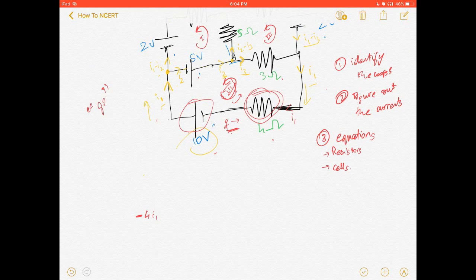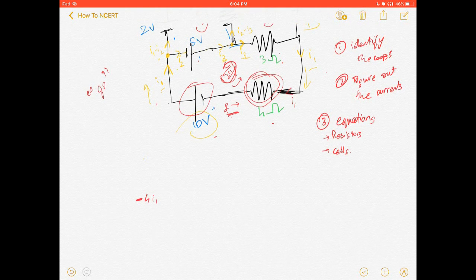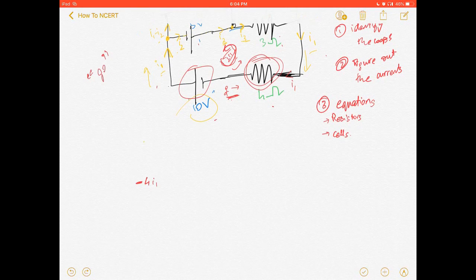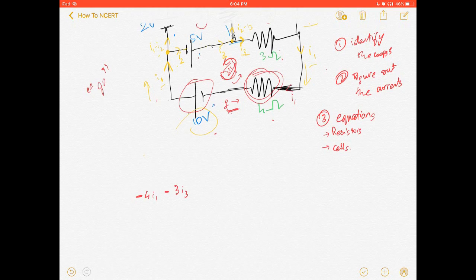Say I go like this, I reach this 3 ohm resistor. Again, my current is in the opposite direction. Here in this branch, my current is I3 and my resistance is 3 ohms. So here also, I'm going to have a negative 3I3.